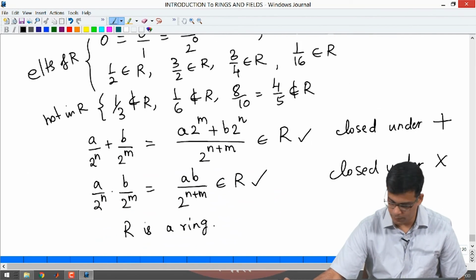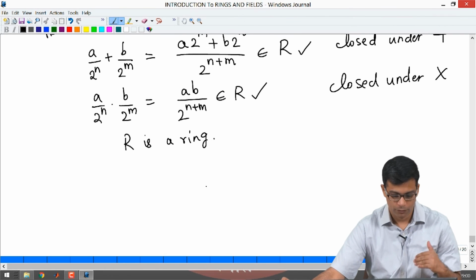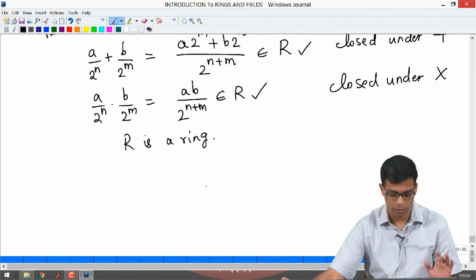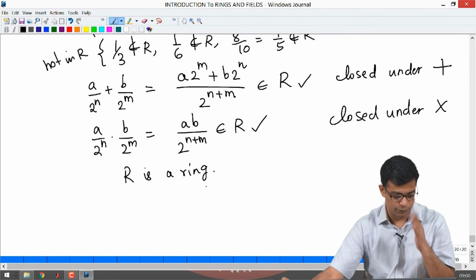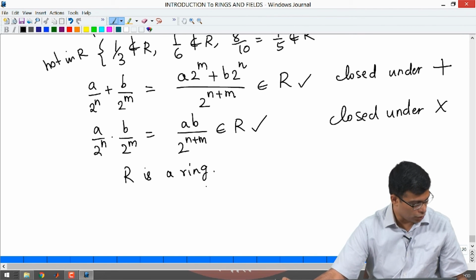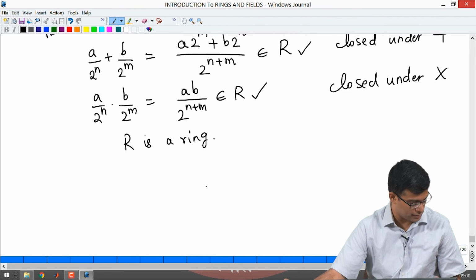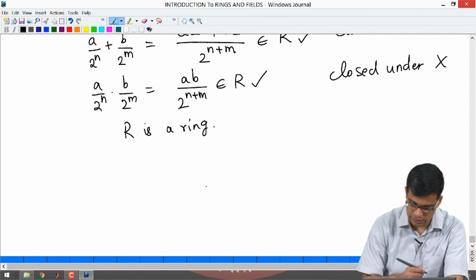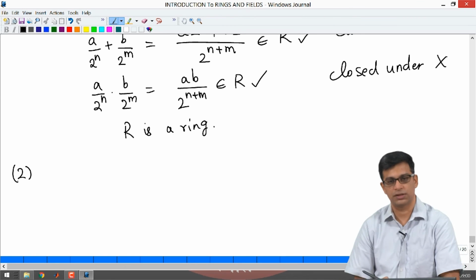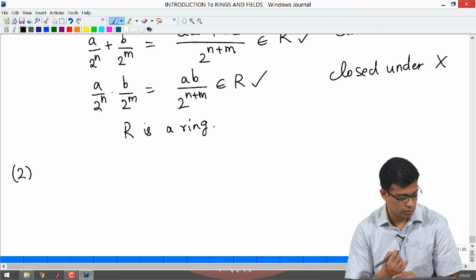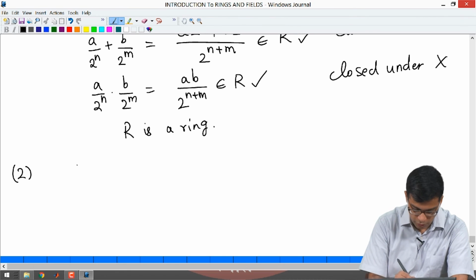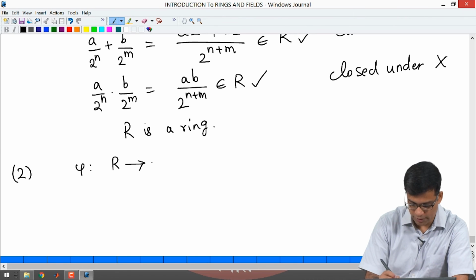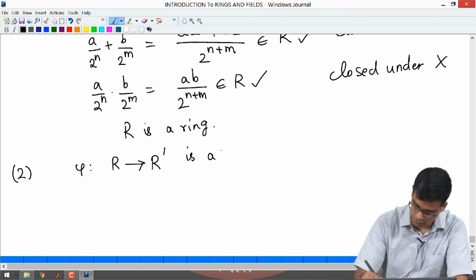So, these are some of the examples I wanted to do, which show you how to verify if a few given sets are rings or not. Okay. Now, to continue with the next problem, let us look at something about ideals. This is the second problem, something related to homomorphisms and ideals. So, recall what a group ring homomorphism is. Let us say R to R prime is a ring homomorphism.